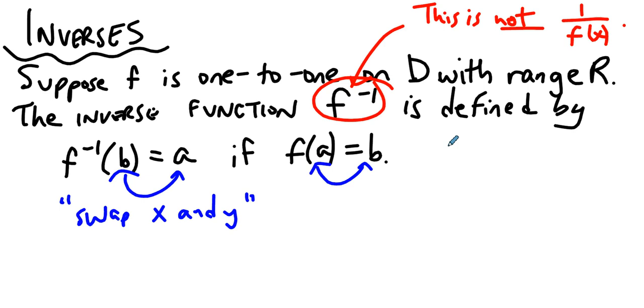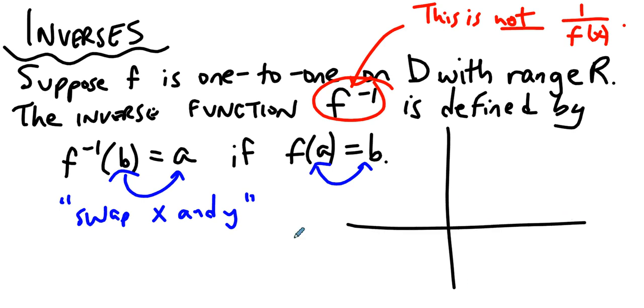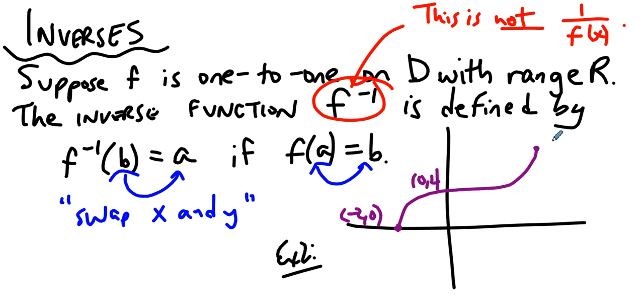I'll flesh this out for us. You can call this example 2 if you like. So the purple function passes through (-2, 0), (0, 2), and (4, 4). This is the function f, and I'd like to get a sense of what the inverse function looks like.